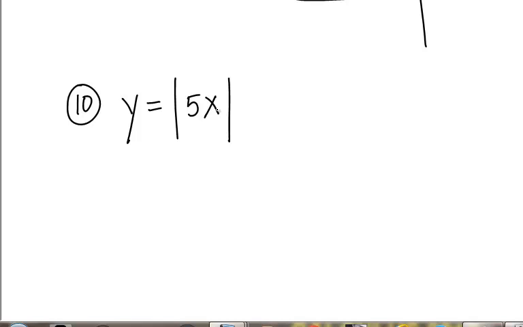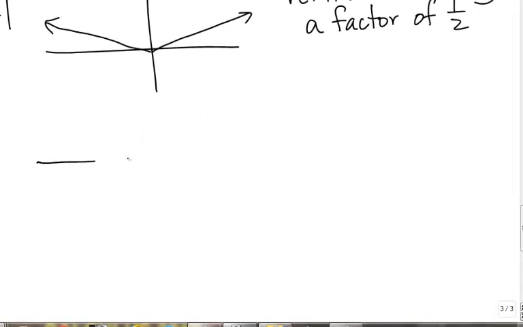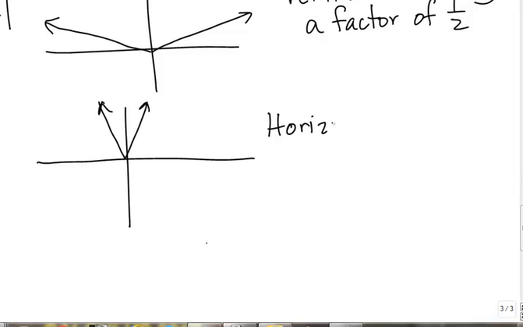Does it look very similar? Yeah, and look up here. Instead of doing a vertical stretch up and down, now it's doing a horizontal shrink. So if the 5's on the inside, it's still going to look like this, but now this is considered a horizontal shrink. You squish it together. This is a horizontal shrink by a factor of 5.